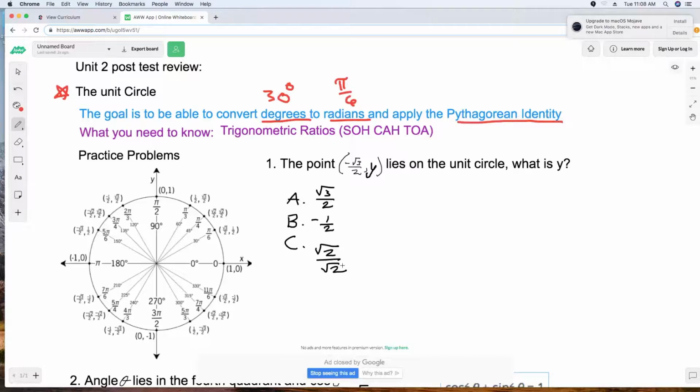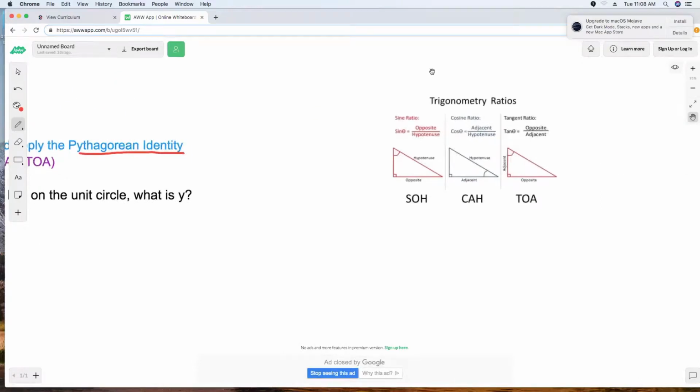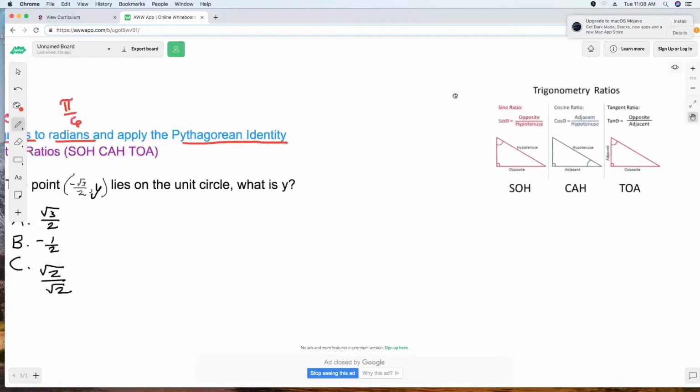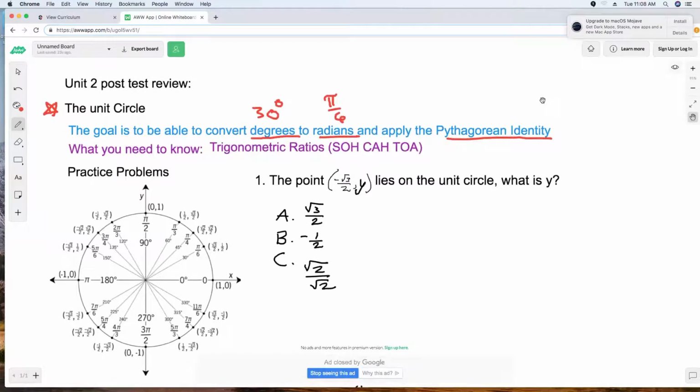What you need to know ahead of time to be ready for this lesson is trigonometric ratios. Let me show you how that looks. This is something from geometry. Sine is the opposite over the hypotenuse. The adjacent over the hypotenuse is cosine, and then tangent is the opposite over the adjacent. You do not really need to do these calculations in this lesson, but having background knowledge of that will help you understand parts of the unit circle.